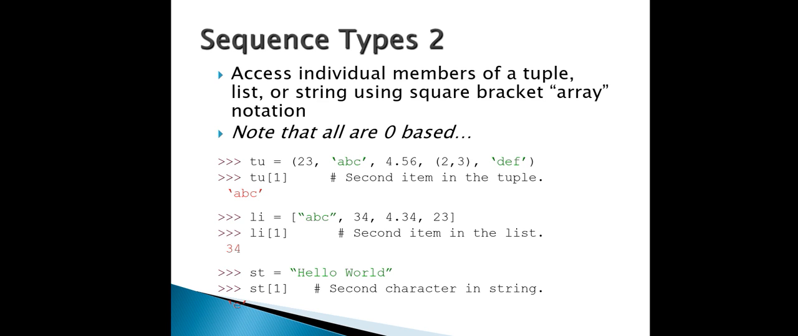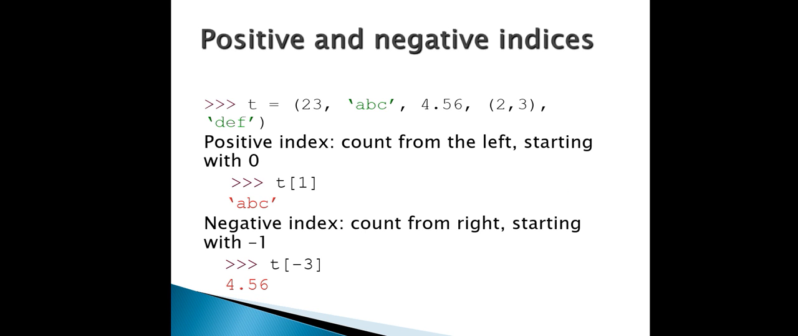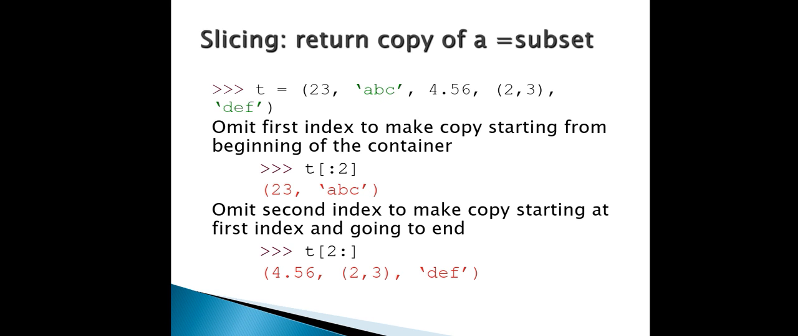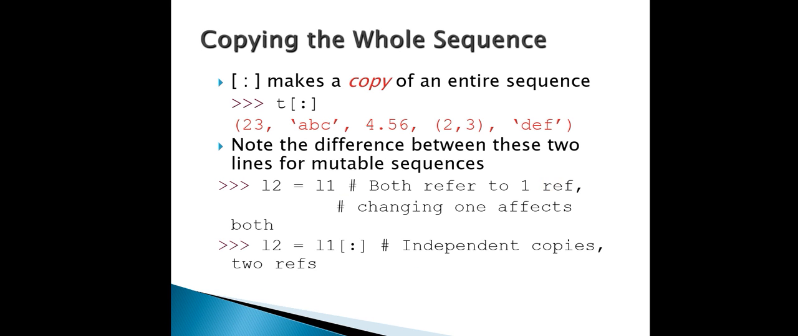Sequence types: you access individual members of a tuple, list or a string using square bracket array notation. Note that all are zero based. You can understand from what's on this screen. Positive and negative indices. Slicing returns a copy of a subset.